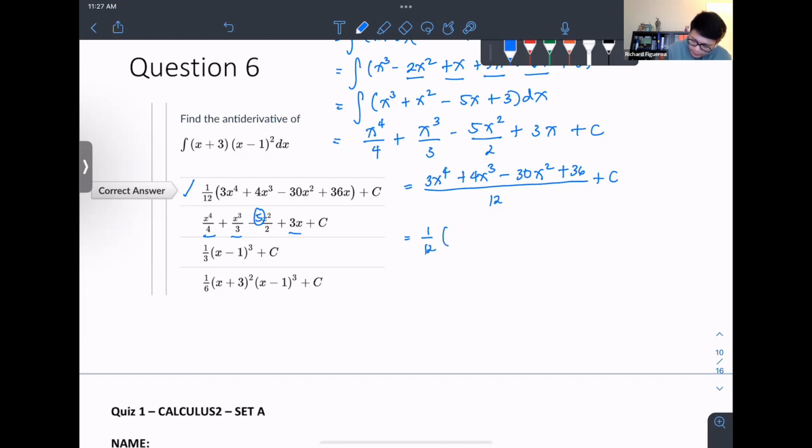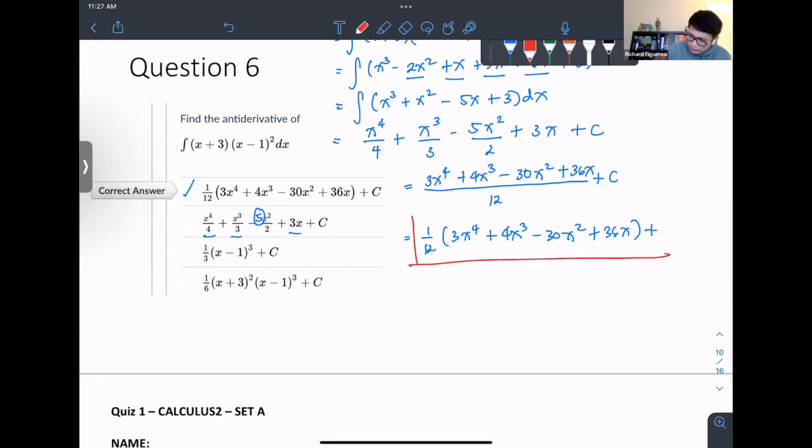So rearranging that, I'll have 1 over 12, times 3x to the 4th plus 4x cubed minus 30x squared plus 36x, and plus c. Which is the same as the first choice.